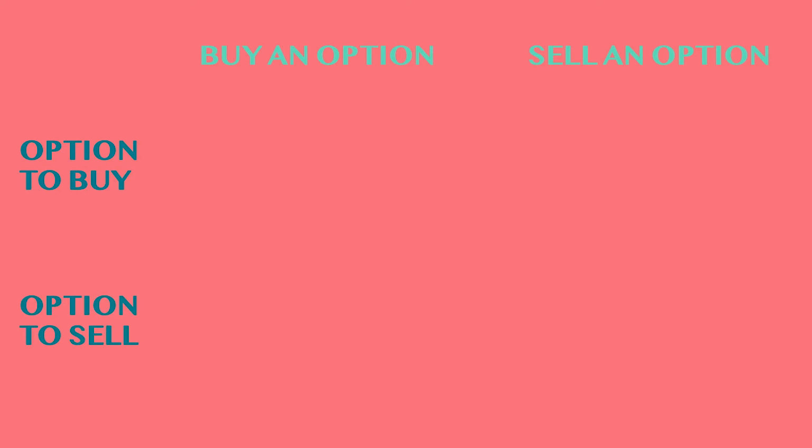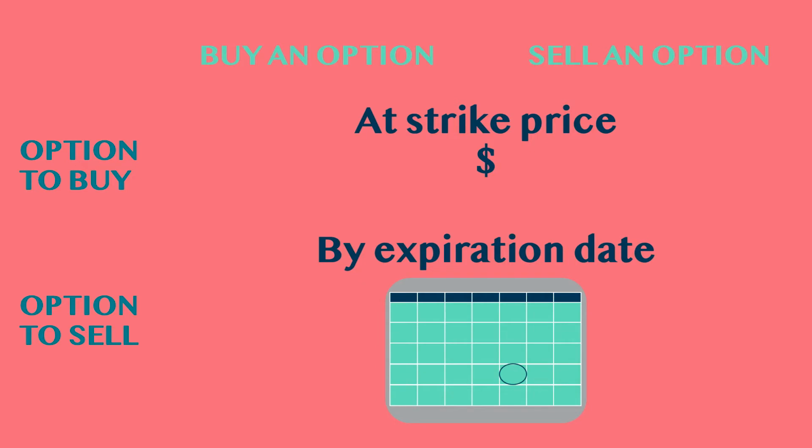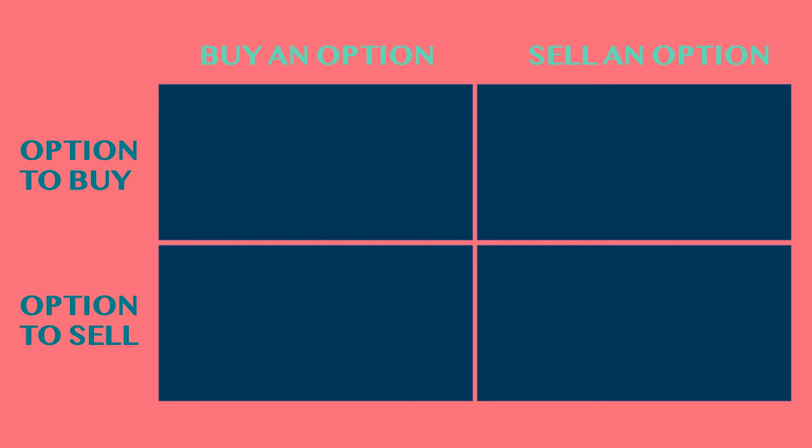Options trading entails buying or selling the option to buy or the option to sell a stock at a predetermined price, which we call the strike price, on or before a predetermined date in the future, which is the expiration date. And this is usually for 100 shares of that stock. So you see here that creates 4 different scenarios.